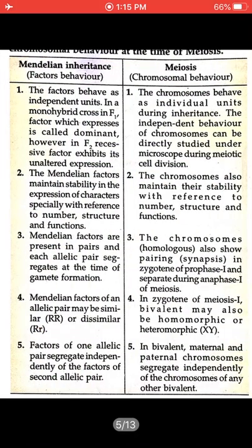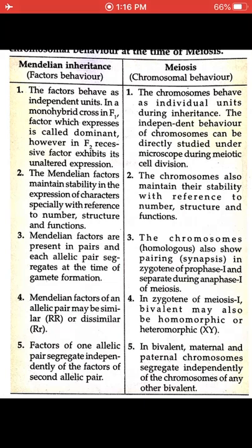content. This difference we can easily understand by this table, Mendelian inheritance and meiosis. Meiosis is chromosomal behavior and Mendelian inheritance is factor inheritance. In the first, it is given monohybrid cross, F1 generation. So it is always going to be the dominant one. The dominant characteristics will show and exhibit their characteristics. The same happens with meiosis as well. It shows independent behavior. If it is studied under the microscope, cell division takes place meiotically, and it shows that chromosomes are very much independent.